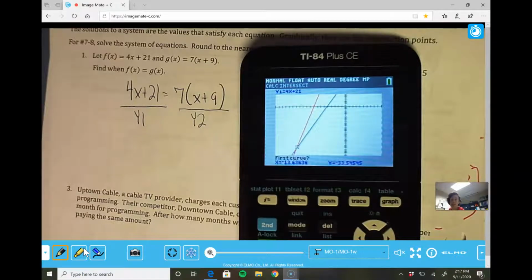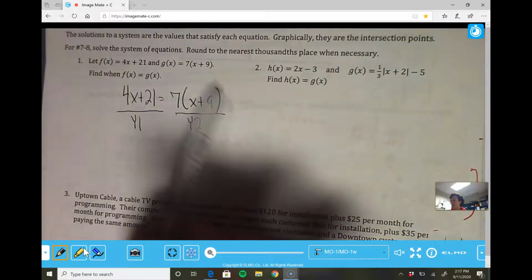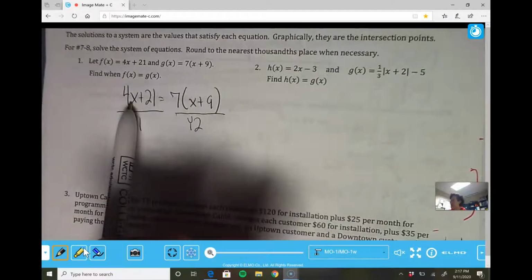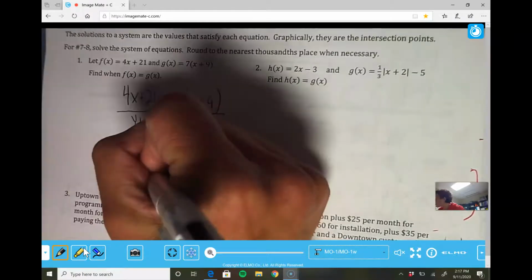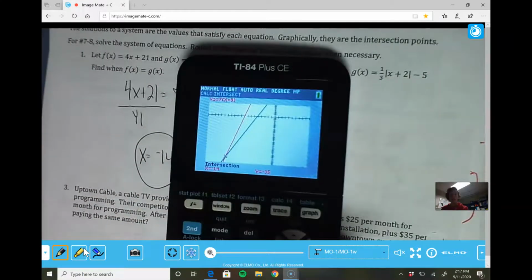This actually is fewer buttons. So I just go close to where I think it is, hit enter 3 times. 1, 2, 3, and there's my intersection. So I got an x value and a y value. If you look at what we're solving for, I actually only want the x value. So I'm just going to say my answer is negative 14. And again, that's just what it shows me on the calculator.